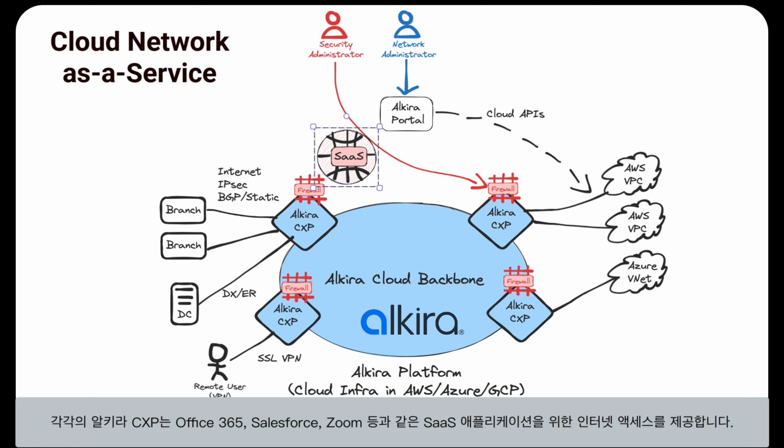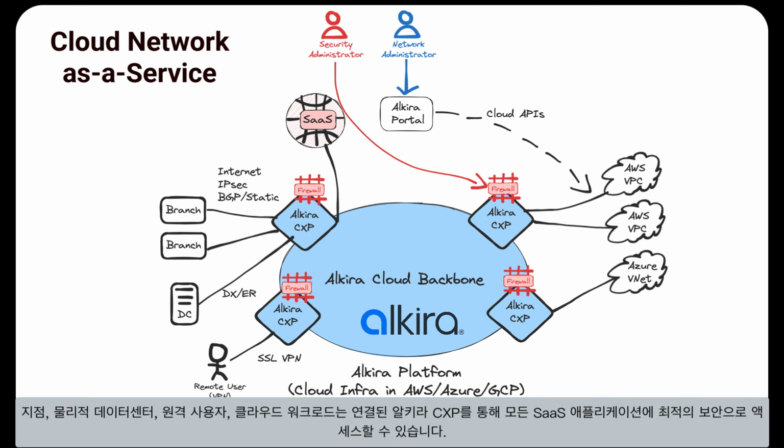For SaaS applications like Office 365, Salesforce, Zoom, and so on, each Alkira Cloud Exchange Point provides internet access. Branches, physical data centers, remote users, and cloud workloads can optimally and securely access any of the SaaS applications through the Alkira Cloud Exchange Point they are connected to.